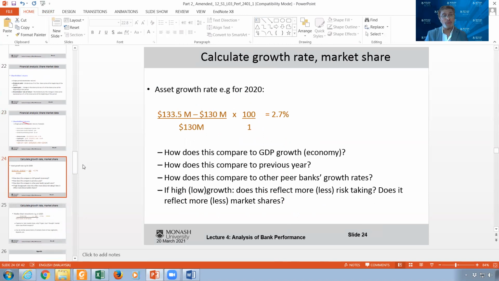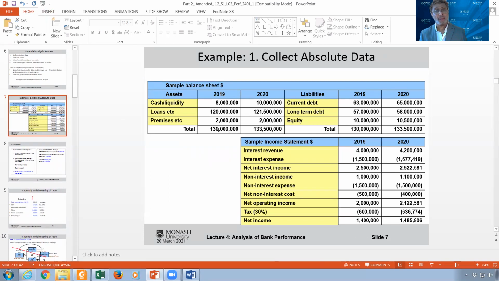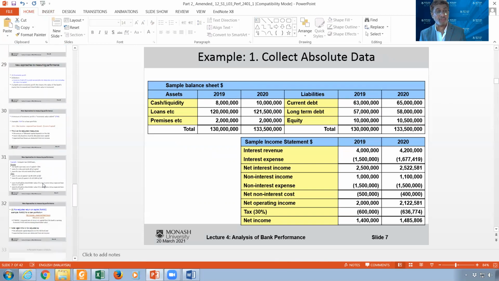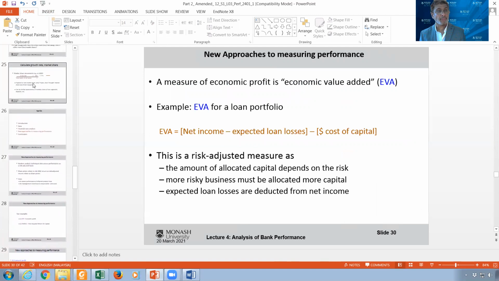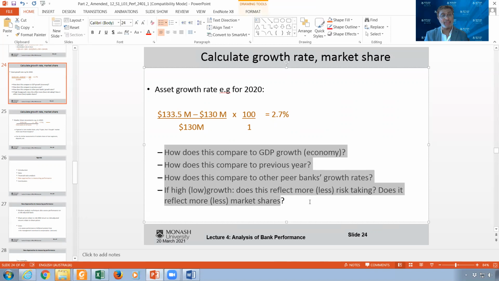There is another thing, which is also the growth. So the growth here is you just take the last year minus this year, and you want to see how much your assets are growing, which is a very, very important indicator for banks. So in this case, my total asset here was 130 in 2019, and it becomes now 133,500, which means there is an increase. I want to see how much that increase is, and I compare it to the growth of the other banks or the averages of the other banks. So if you look here, it's 2.7.